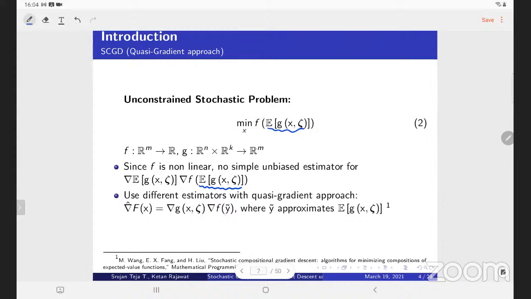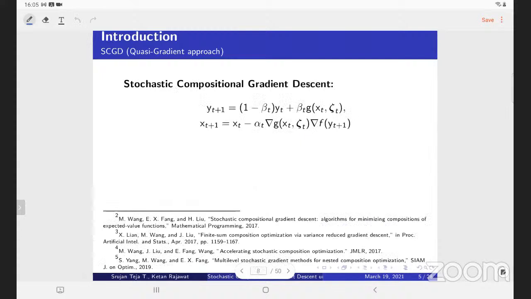So this is called a quasigradient approach, which was first proposed by Dr. Mengdi Wang in the paper Stochastic Compositional Gradient Descent Algorithms for Minimizing Compositions of Expected-Value Functions, published in Mathematical Programming. So formally, the algorithm can be written as follows. There are two variables. One is an auxiliary variable and one is the actual optimization variable. The auxiliary variable tracks the average of the inner function with time. And while updating the actual optimization variable, we use this y_t as the inner argument of the gradient of the outer function. So this is the algorithm.